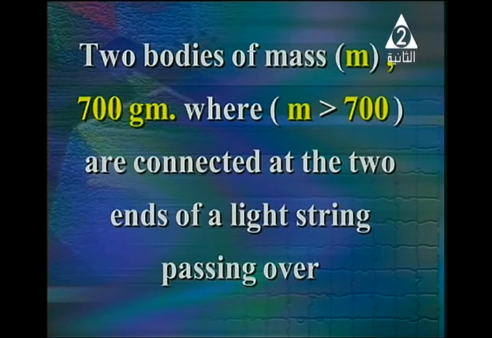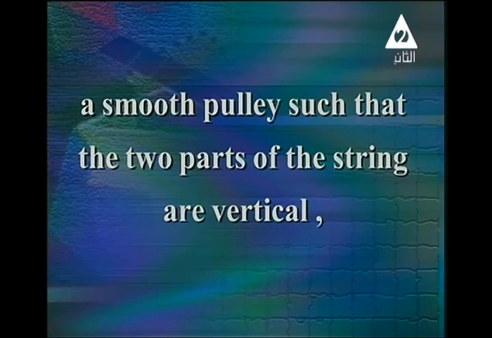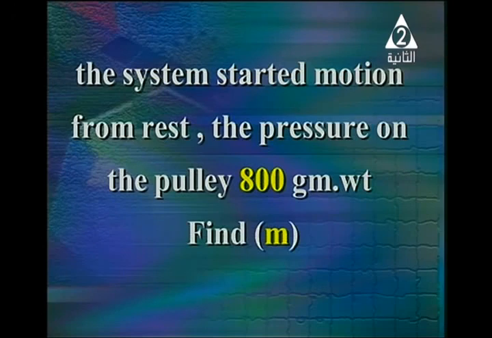Another example. Two bodies of mass m and 700 grams, where m is more than 700, are connected at the two ends of a light string passing over a smooth pulley such that the two parts of the string are vertical. The system starts motion from rest, meaning initial velocity 0. The pressure on the pulley is 400 gram weight. Find m.